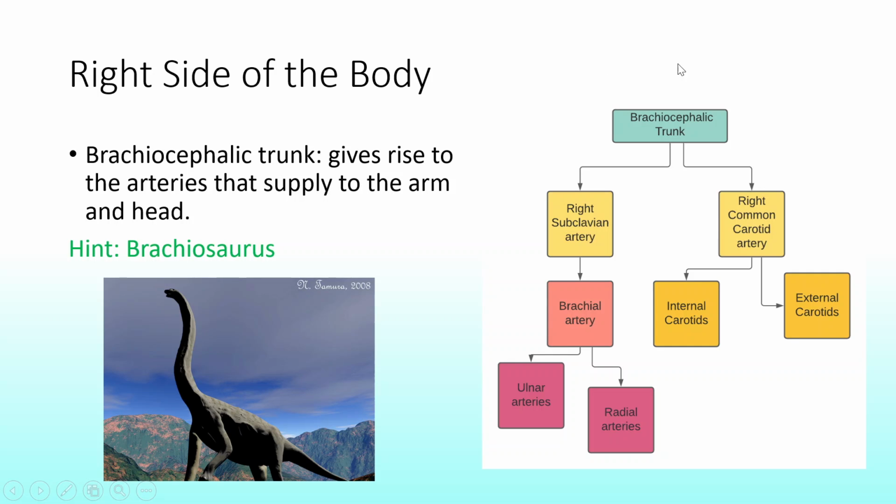And then here I created a flow chart. The brachiocephalic trunk will divide into the right subclavian artery and the right common carotid artery. The right common carotid artery then further divides into the internal and external carotids. The external carotids supply the neck and the head, and the internal carotids supply the brain. A key message is to note that the brachiocephalic trunk is on the right side of the body, but not on the left.